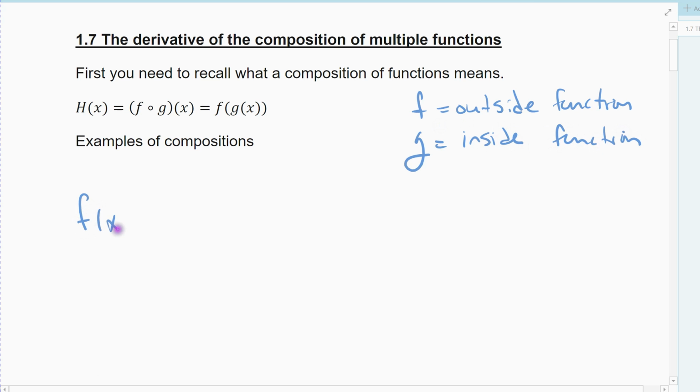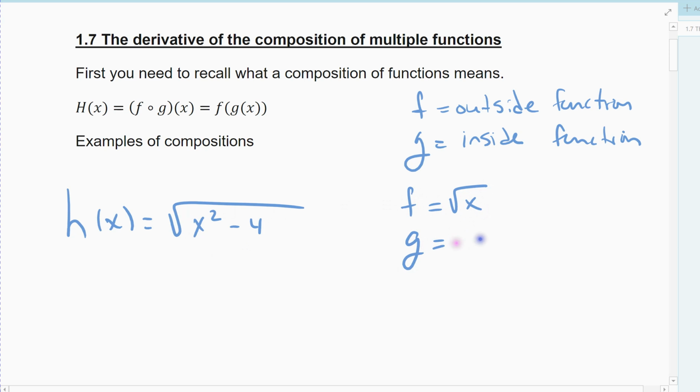Some simple examples: if you have the square root of x squared minus 4, that was h of x. There are two functions there: the square root, and then the quadratic x squared minus 4. So the outside would be the square root, and the inside would be the x squared minus 4. Those are the two functions we're looking at.